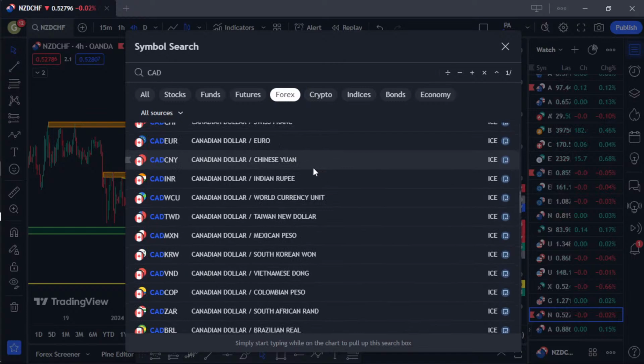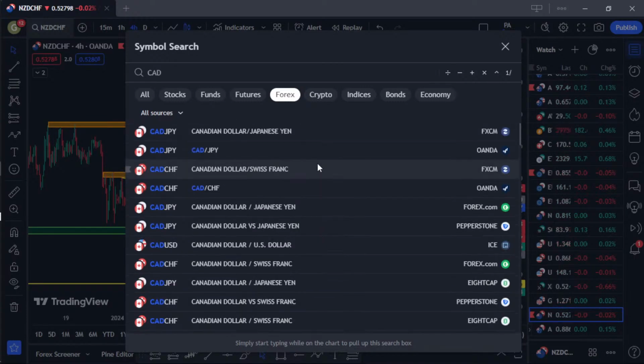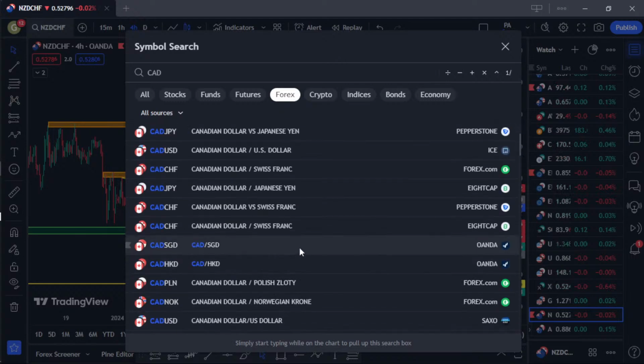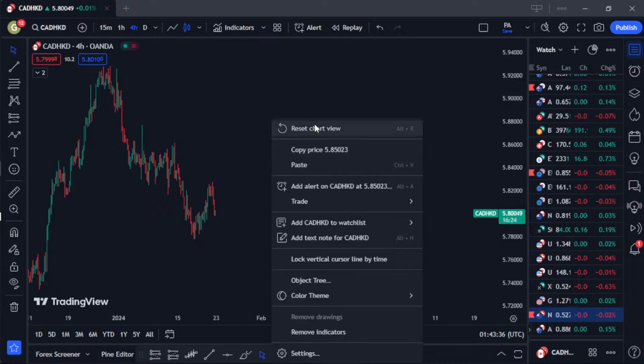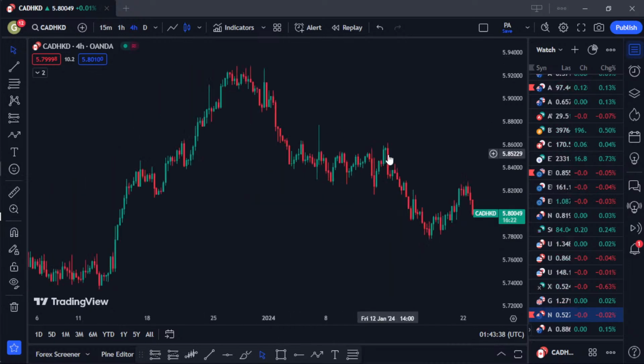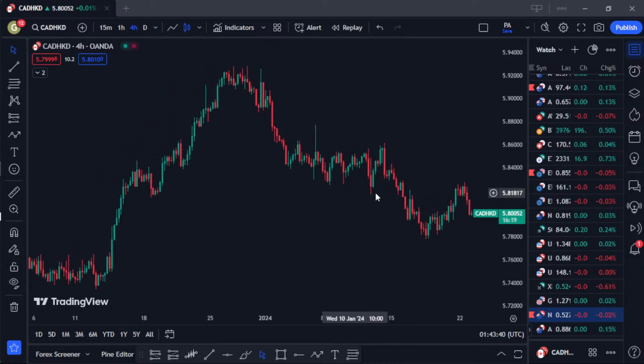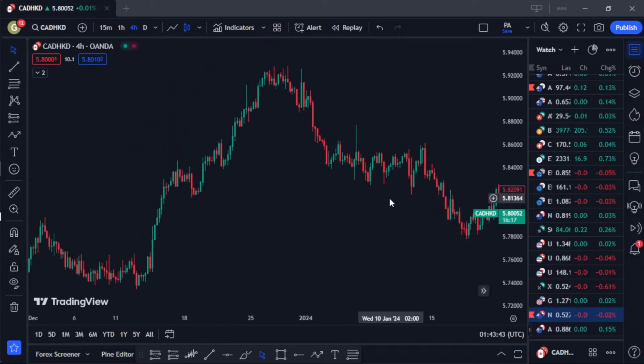So now let's take a look at Chinese yuan. Or we can go with, okay, Hong Kong dollar. So let's look at Canadian dollar, Hong Kong dollar.